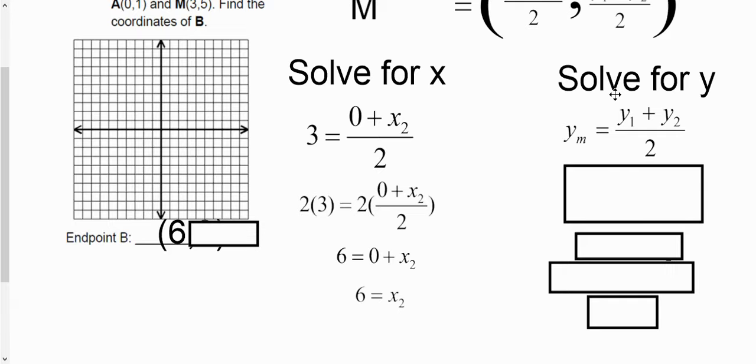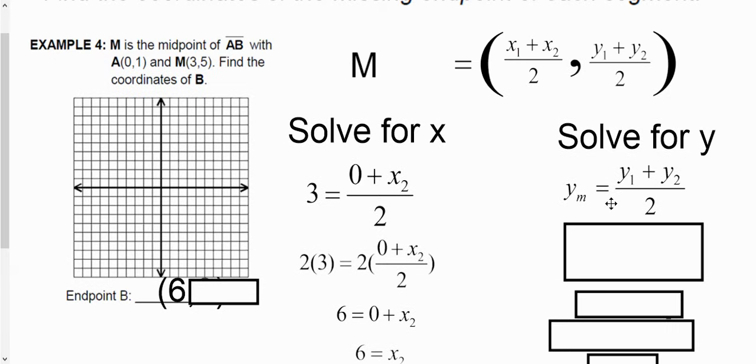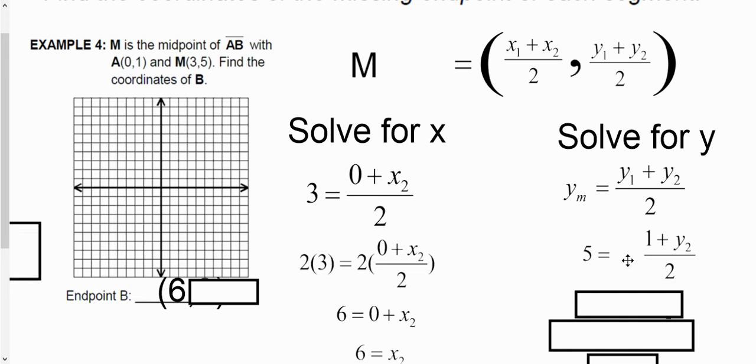Now we'll do the same type of thing for the y's. So in our formula, we got the y coordinate of the midpoint. We look over here, the midpoint's m, the y coordinate is 5. Oops, I didn't substitute that time, so I put it like this. And then on top, what do we have? The y coordinate of one of the endpoints here, A, is 1. So on top, we'll have 1 plus y2 divided by 2.